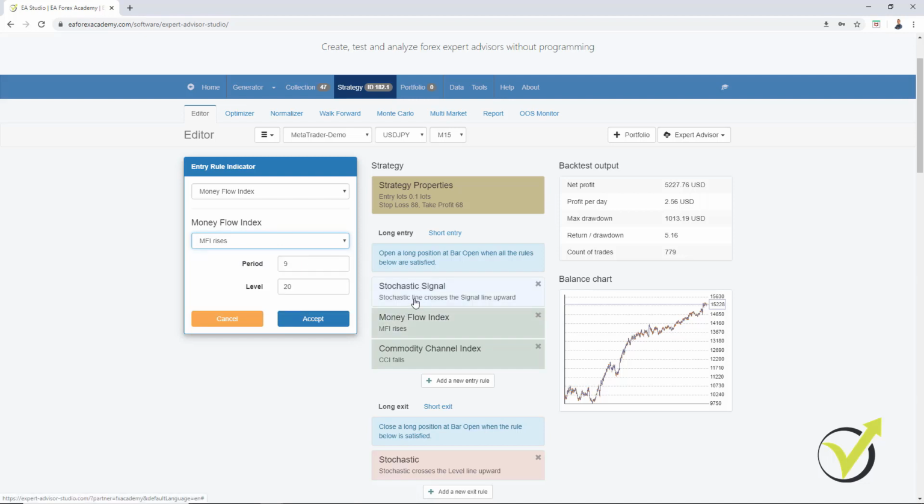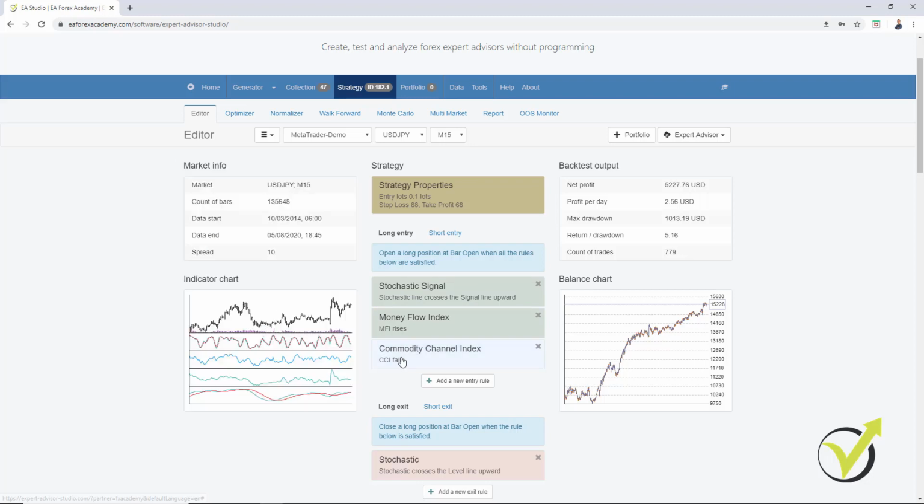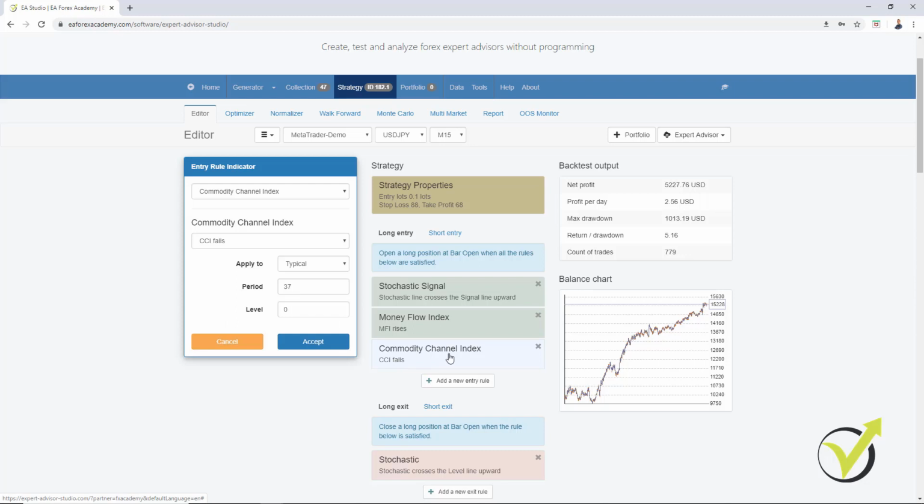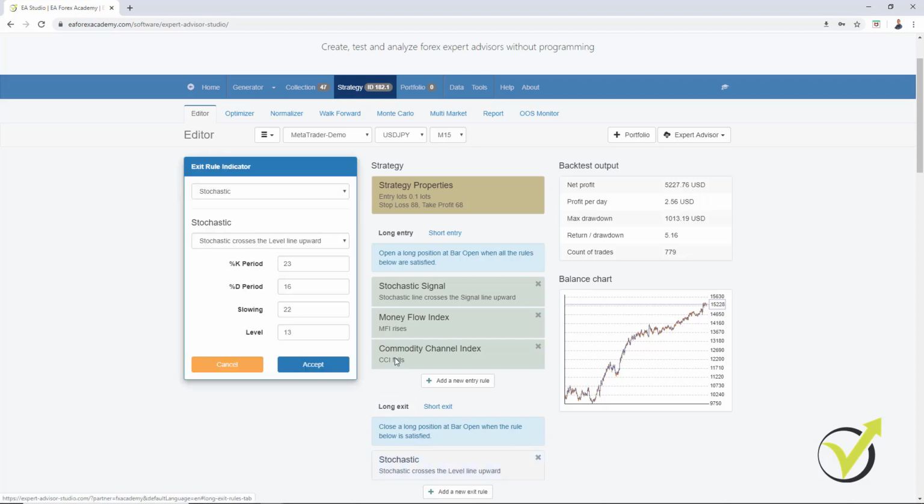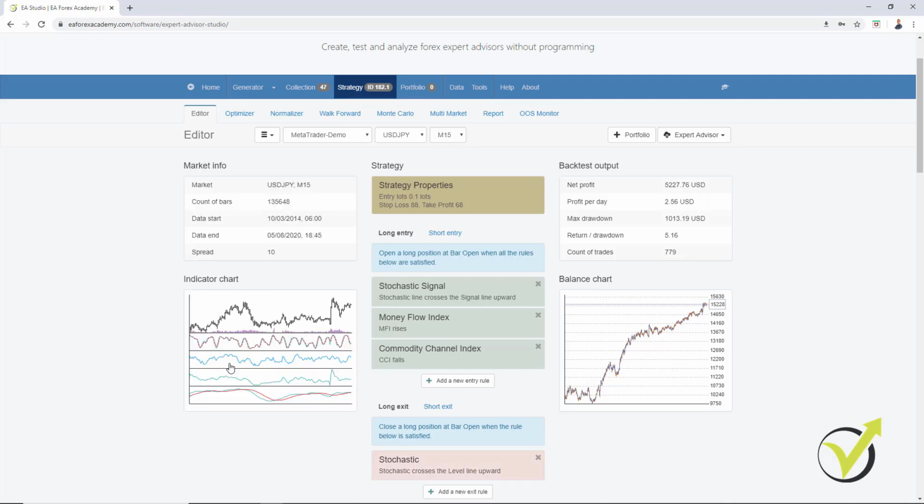Now the money flow index uses the rule money flow index rises, which confirms the direction of the stochastic signal. We have period of 9 and level of 20, and we have the commodity channel index or the CCI with the entry condition to fall, period of 37. And as an exit rule we have the stochastic crosses the level line upward, K period of 23, D period of 16, slowing 22, and level of 13. What more we have with this stochastic trading strategy is stop loss of 88, take profit of 68.